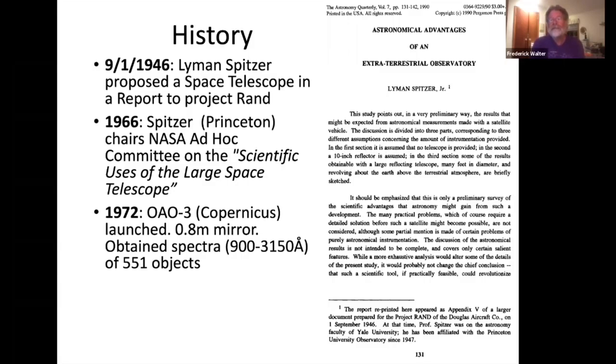They said the same things I just told you, that we want to be able to see ultraviolet light that doesn't get through the atmosphere, and we want to take advantage of the superior resolution that you can get in space. In 1972, NASA actually launched an ultraviolet telescope. It demonstrated that, yes, there was really good science to be done in the ultraviolet, but it was only a 24-inch telescope, 0.8 meter mirror.